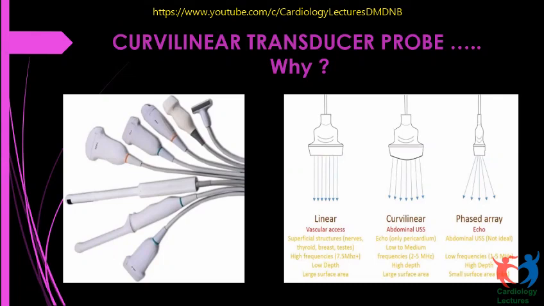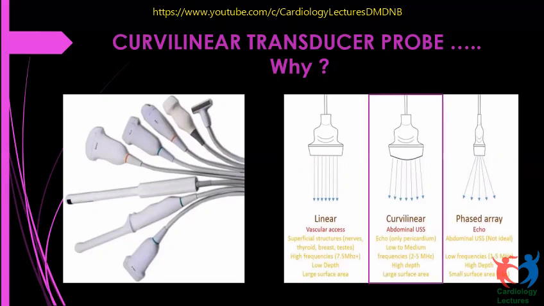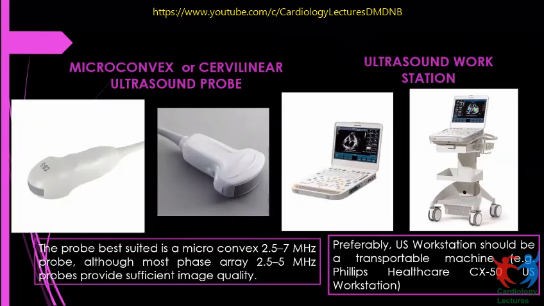Usually, the microconvex probe or the curvilinear probes are used for lung ultrasound. There are so many probes available, but why we use this probe is they have an intermediate frequency of 2 to 5 megahertz. They have high depth of penetration. They will cover a larger area, and the penetration is what is required for doing a lung ultrasound.